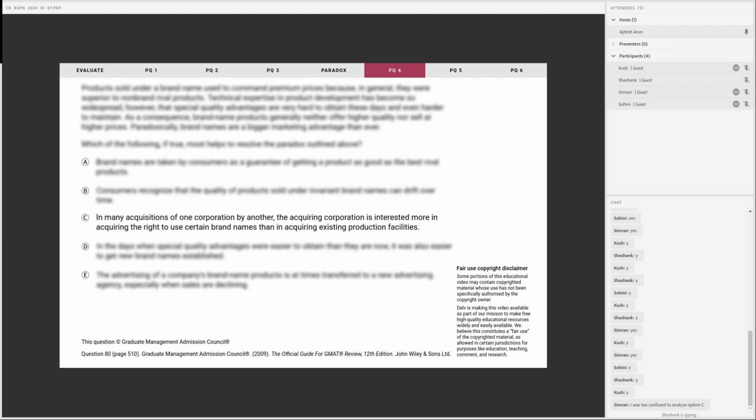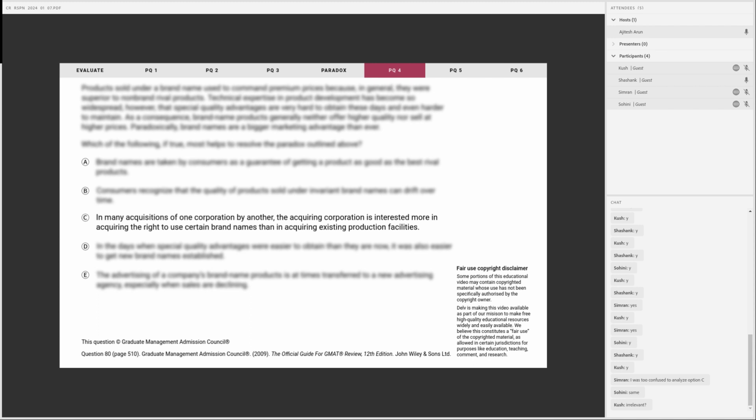I was too confused to. Fair enough. So, in my experience, I think C is the most commonly marked incorrect option in this question, followed by B for Bravo. The other options, not so much, but C, definitely.